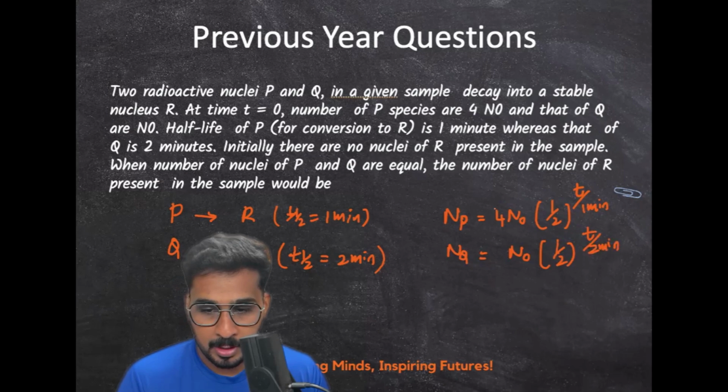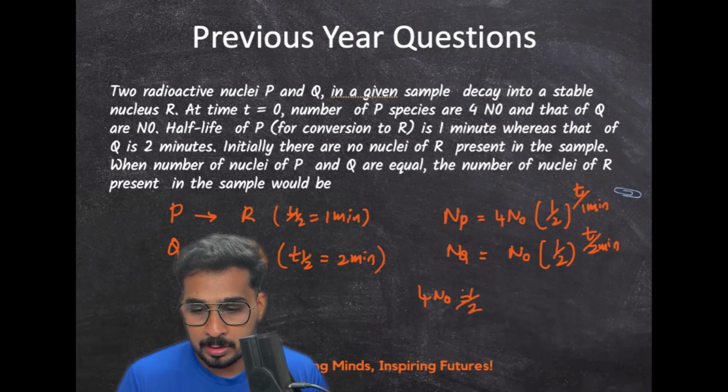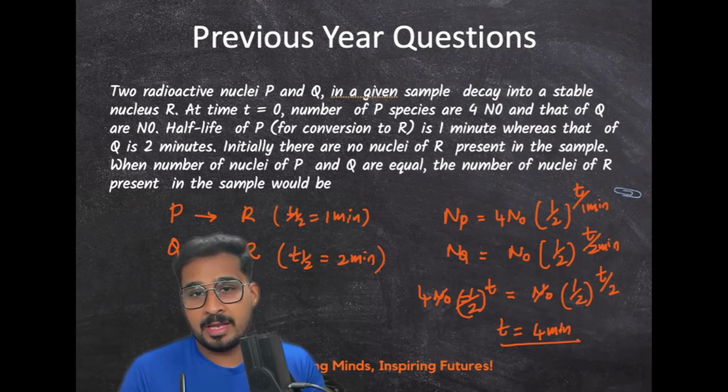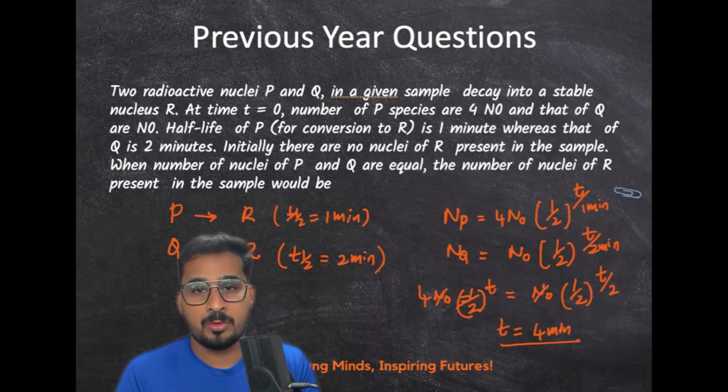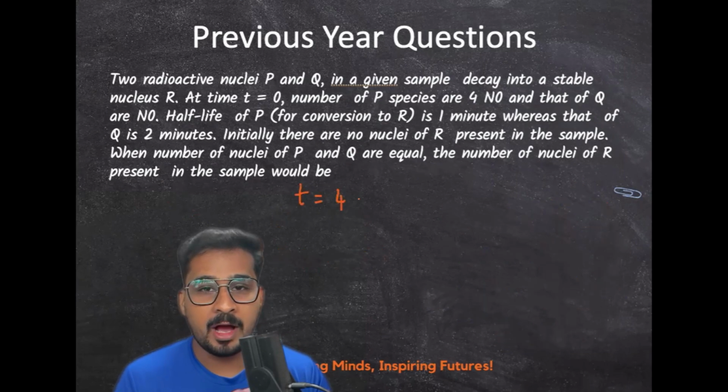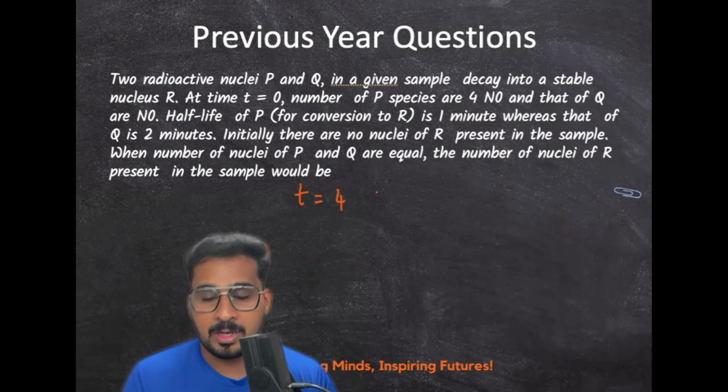Let us equate them. So 4 N naught is equal to 4 N naught into (1/2)^(T), which is N naught into (1/2)^(T/2). If we solve this, we'll get T is equal to 4 minutes. That means at T equal to 4 minutes, the number of P and the number of Q are equal. How many half-lives are there for P? Let us calculate like that.